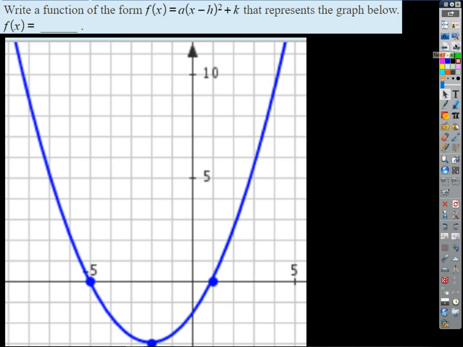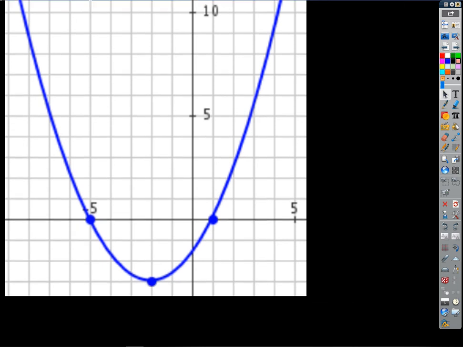What about the opposite? What if we're given a graph and we've got to write the function? To me, this is easier, right? So what the values of h and k are is pretty obvious. What are those? So yeah, -2, -3 are h and k. Easy, right? We just need to know a.